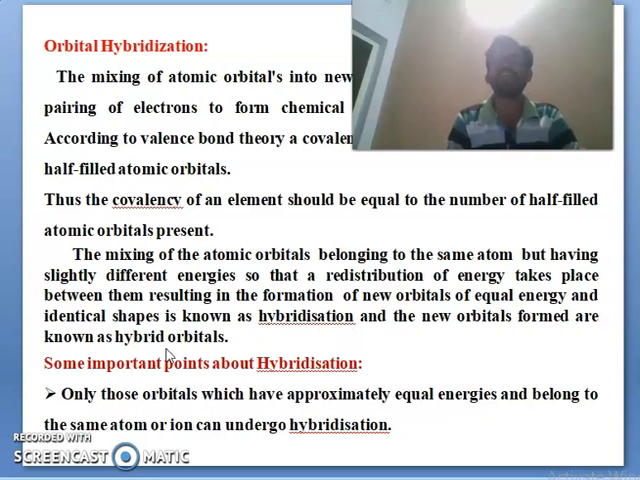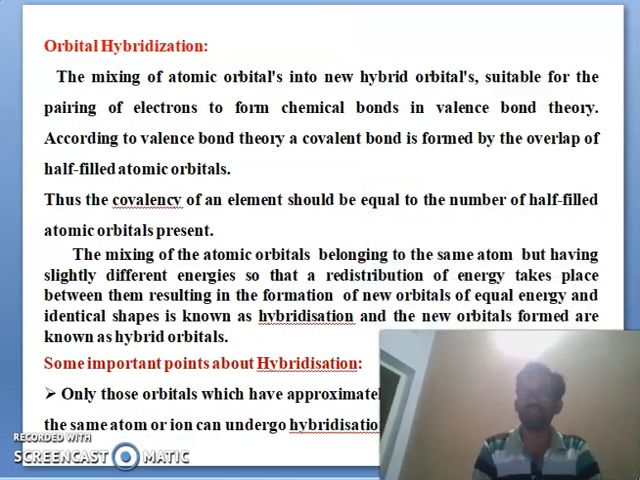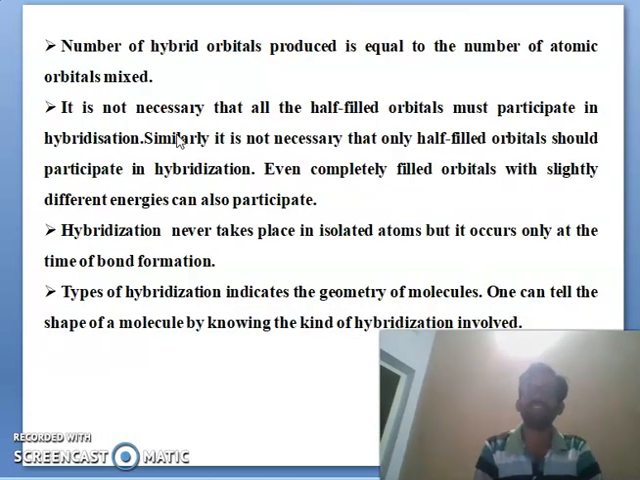The formation of new orbitals with identical shapes is known as hybridization. Some important points about hybridization: what are some features of hybridization? Only those orbitals which have approximately equal energies and belong to the same atom or ion undergo hybridization. Next point: the number of hybrid orbitals produced is equal to the number of atomic orbitals mixed.